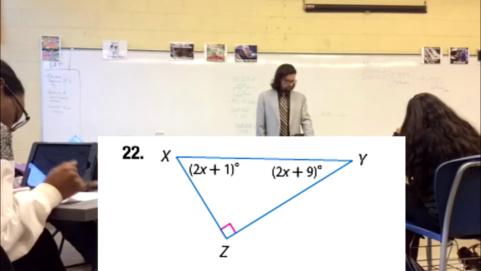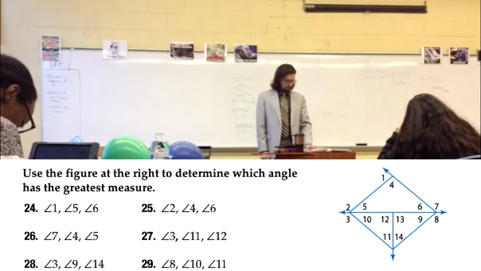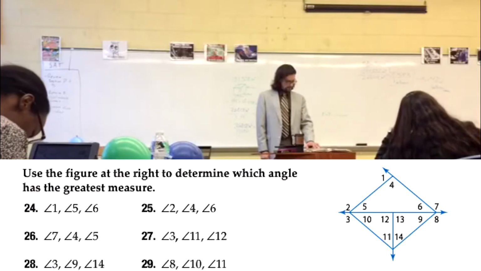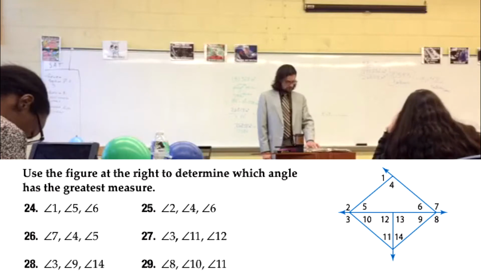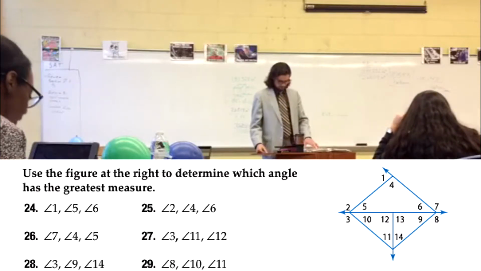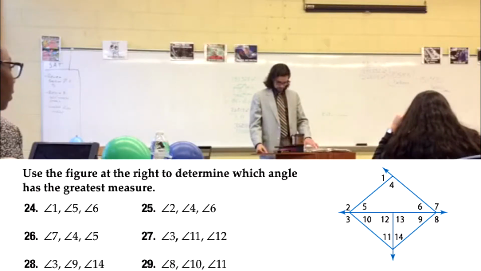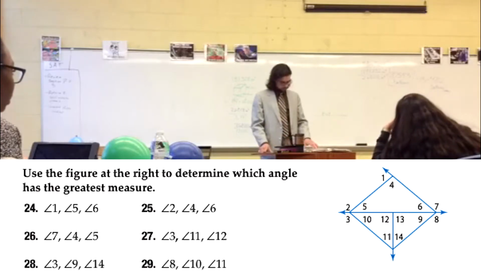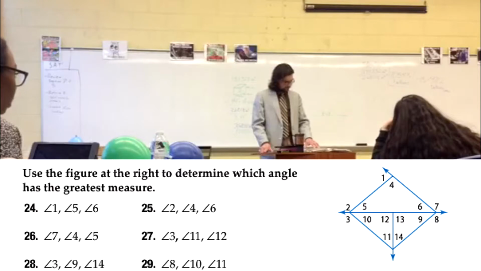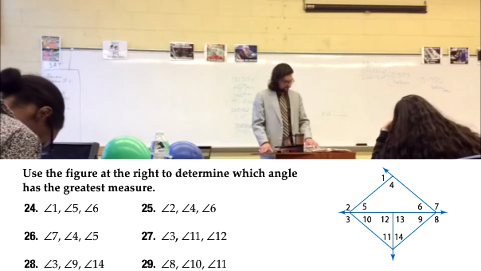24. The angle with the greatest measure is angle 1. 26, angle with the greatest, nope, you had to do 25. Angle with the greatest measure is angle 2. No, it was 26. We're going to 22. I'm looking at the second set of problems. 22. Good. There you go. Angle 1 is 24, angle 7 is for 26, and angle 3 is for 28.